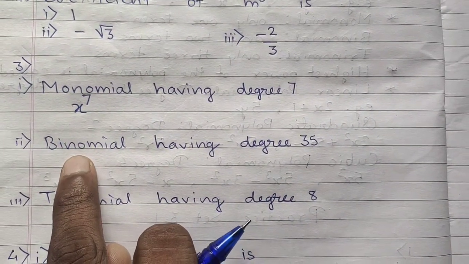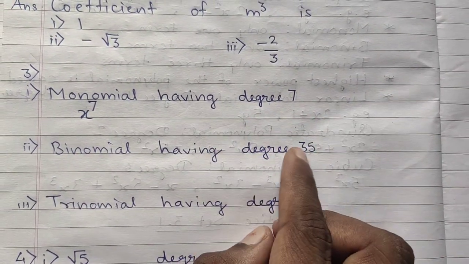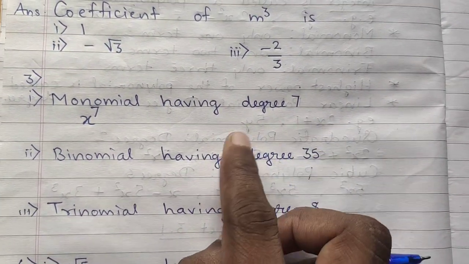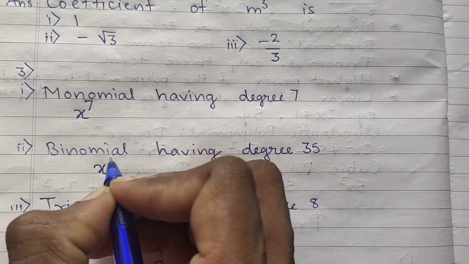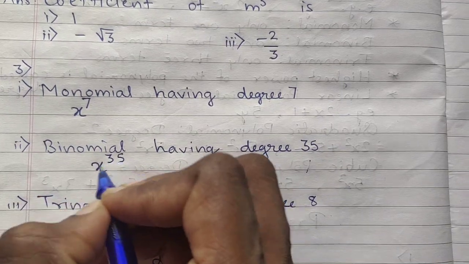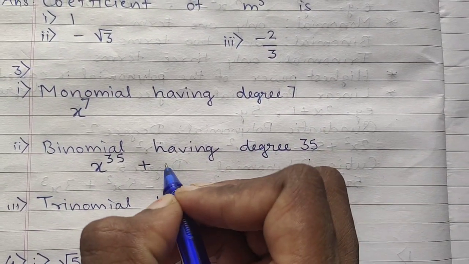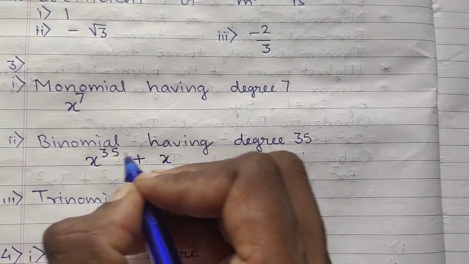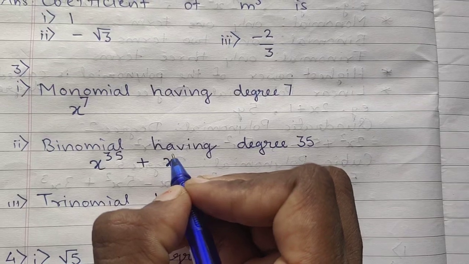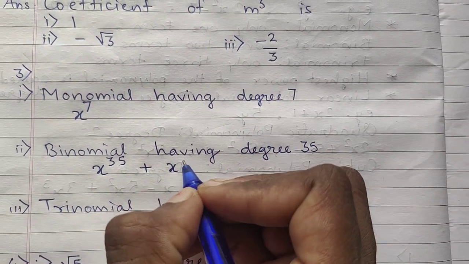Now what is the second example? Binomial. Binomial is what? You have to write two terms and the degree should be 35. Degree 35 means the highest power should be 35. So what am I writing? X power 35. So one term I have already written. Then plus. Now one more term I have to write. So I am writing x power, just your second power should be less than 35. Because your degree is 35, which means the highest should be 35, and the lowest can be anything.